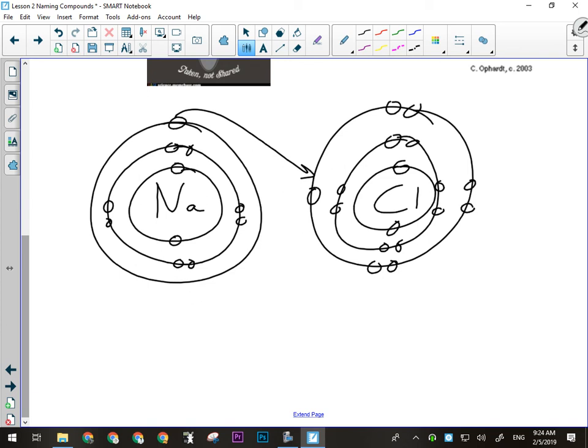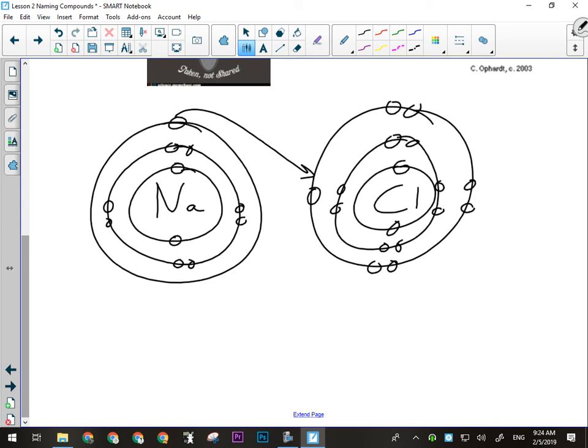Okay, what charge does sodium now have? Positive 1, because it now has 1 more proton than it has electrons. Similarly, chlorine now has a charge of negative 1 because it's picked up an extra electron and now has 1 more electron than it has protons. So this is what happens in an ionic compound. They trade electrons and they form this molecule.